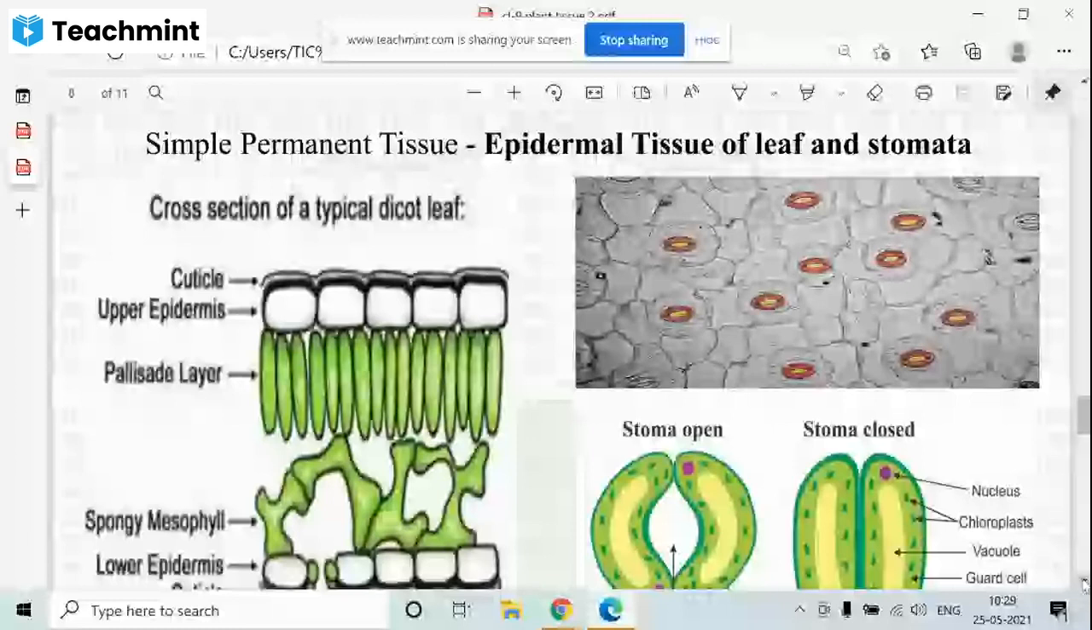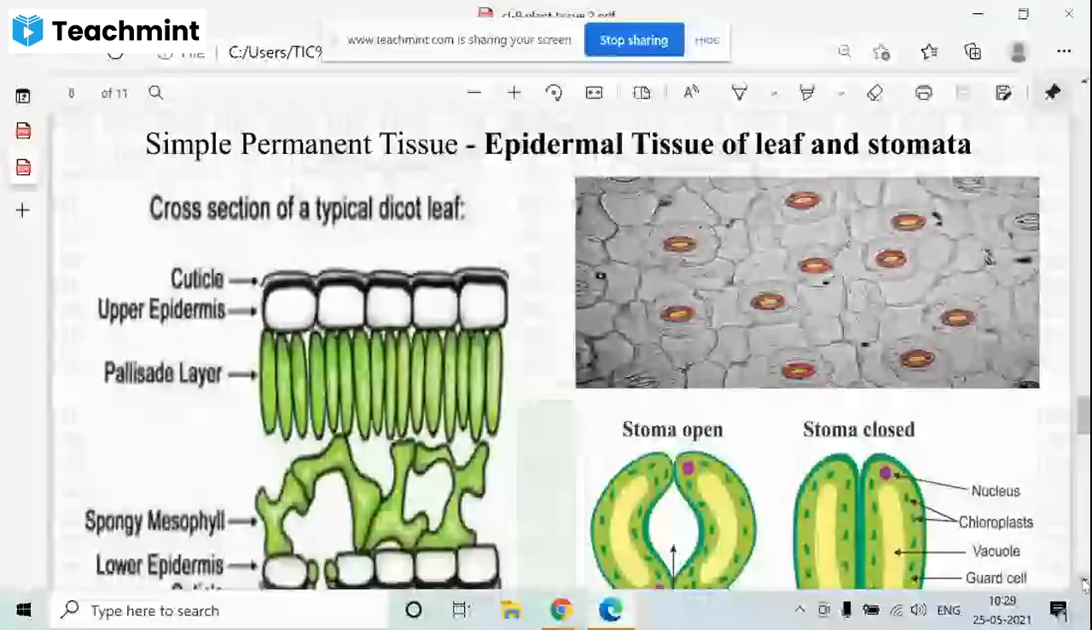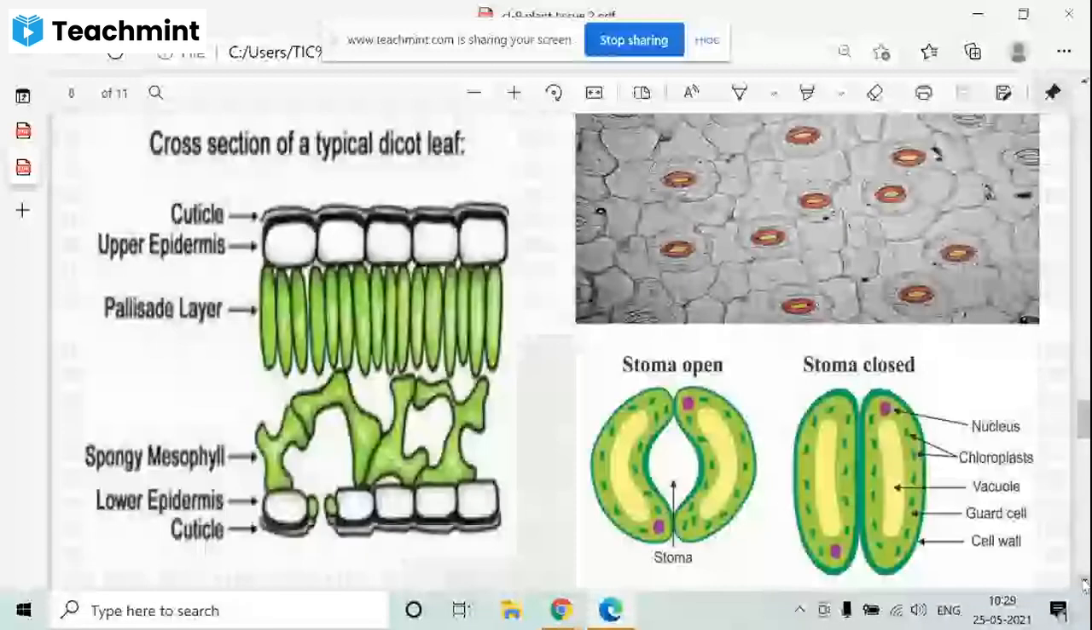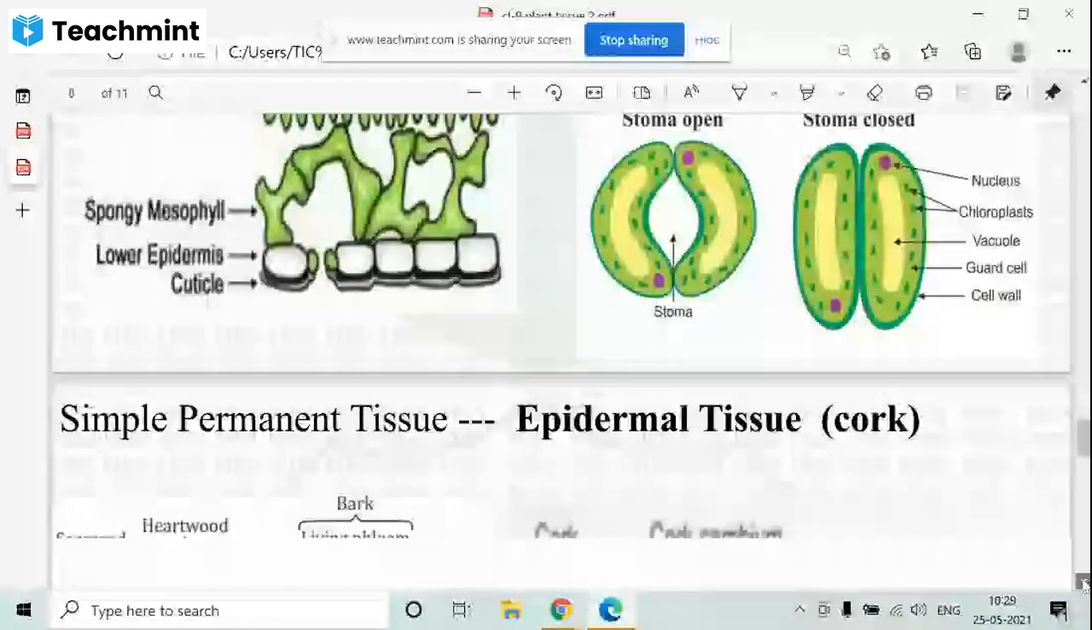Okay. Now let us discuss about, till this it is clear? Any doubt? Any doubt?